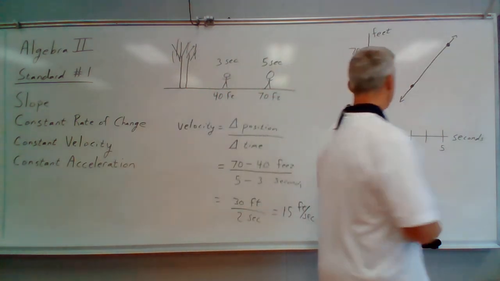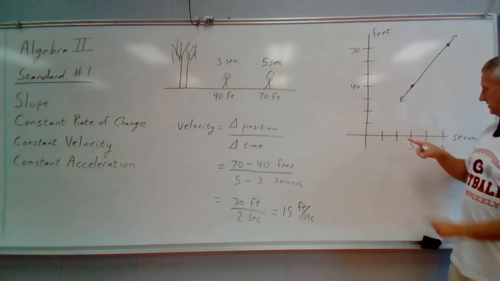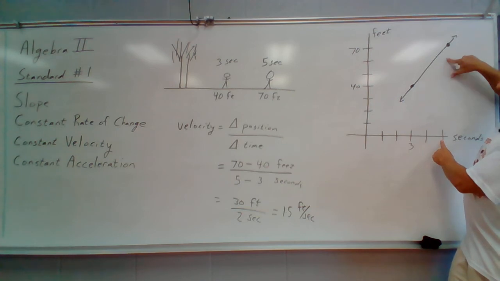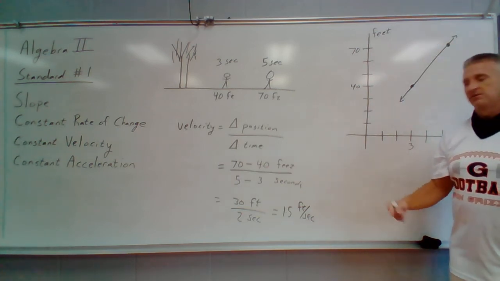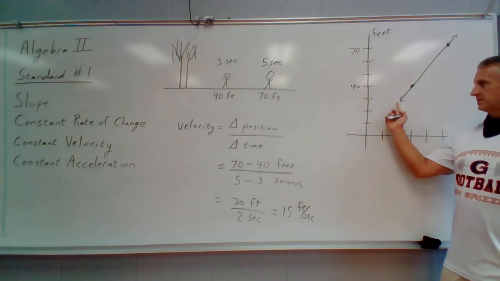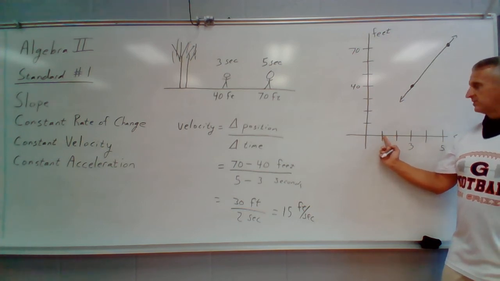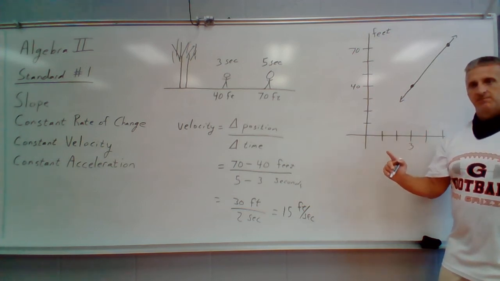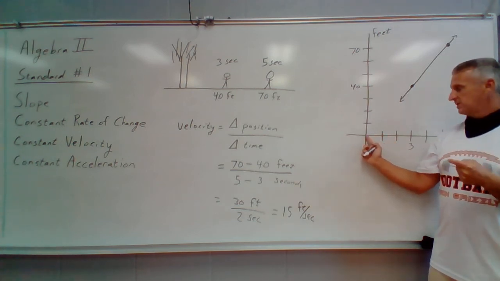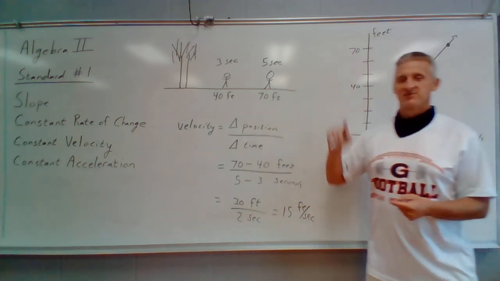15 feet every second. So at 3 seconds, he was 40 feet past the tree. At 4 seconds, he would have been 55. Then at 5 seconds, he would have been 70. We can also go back this way. At 2 seconds, he would have been at 25 feet. At 1 second, he would have been 10 feet. And at 0 seconds, when the stopwatch was started, he would have been 5 feet to the left of the tree.